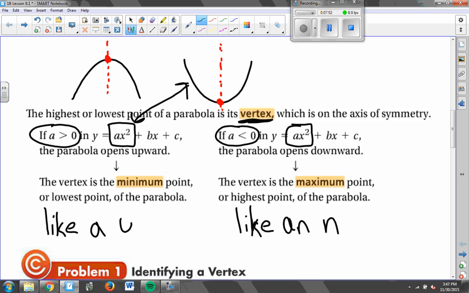Opens downward. When you have one that opens upward, the vertex is the minimum point. If it opens downward, it's a maximum point. Okay, so there's a little more vocabulary. Vertex, minimum, maximum. Please take the time to get that in your notes. And we will look at an example problem of what you'll be asked to do in your homework assignment, your practice problem set tomorrow.